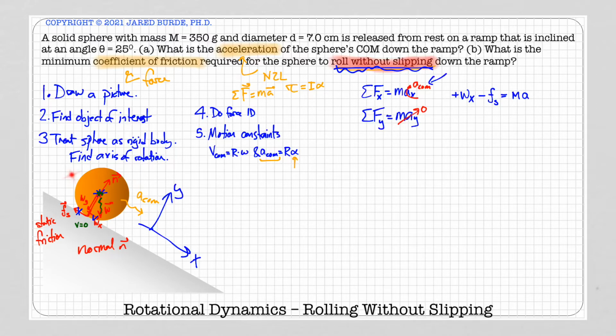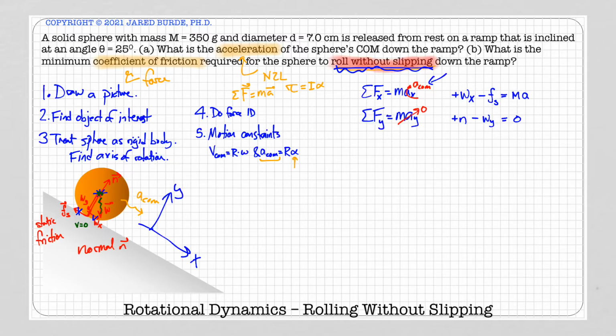I can also look in the y direction. I have a normal force that's acting up. I have a component of the weight that's acting down, and that should give me 0 because there's no acceleration in the y direction. Our sphere is rolling downhill. It's not going to be moving in the y direction. It's not coming off the incline there.